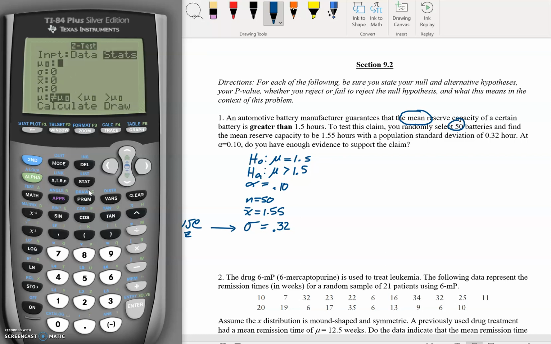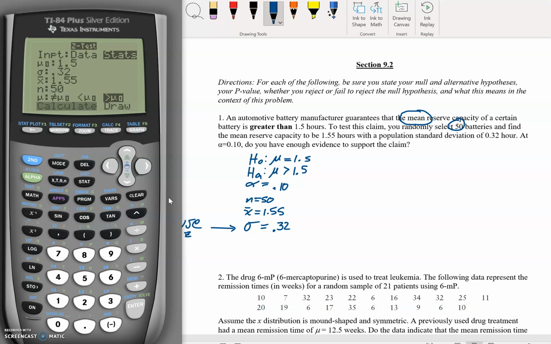Our mu value is 1.5. Our sigma, and this is a reminder that if you're using a z-test, you better know sigma, is 0.32. X bar is 1.55. N is 50. Then it asks what you want your alternate to be: not equal to, less than, or greater than. In our case, it is greater than. So hit enter. Remember, we have the two options, calculate or draw. If you want to see what this looks like, visualize it, whether it's one-tailed or two-tailed, and if it's one-tailed, whether it's left or right. We should know because we're using greater than. This is a right tail, one tail, but it's to the right.